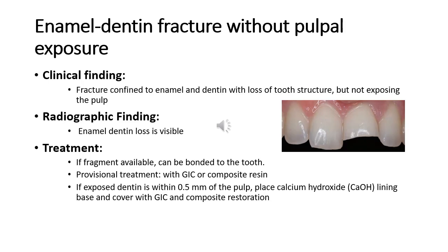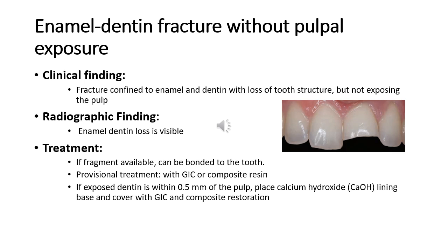Enamel dentin fracture without pulp exposure is a fracture that is confined to enamel and dentin, with loss of tooth structure but not exposing the pulp. The objectives in treating such a tooth are firstly elimination of discomfort, secondly preservation of the vital pulp, and thirdly restoration of the fractured crown.